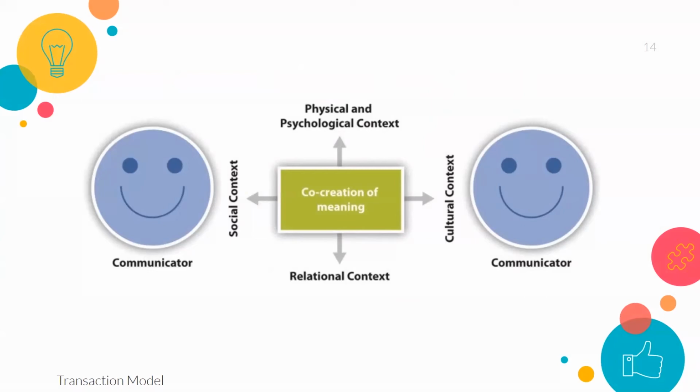So you have your physical and psychological context. So how are you feeling physically? How are you feeling mentally? There's also the physical context of how you look, how you are dressed. The relational context of what relationship do you have with this person? Are you strangers passing on a street? Are you parents? Are you friends? Is it your coworker? Is it your spouse?